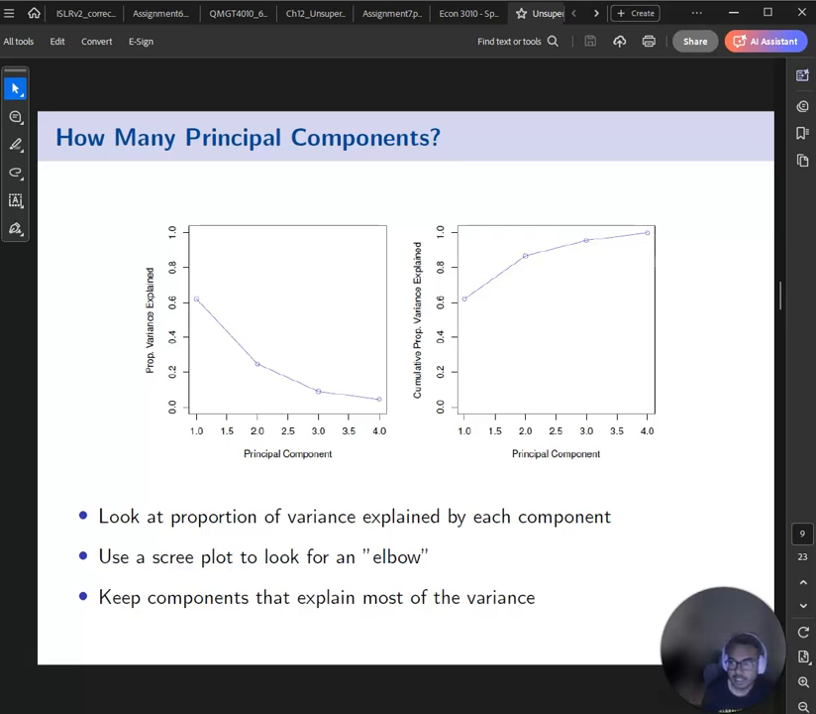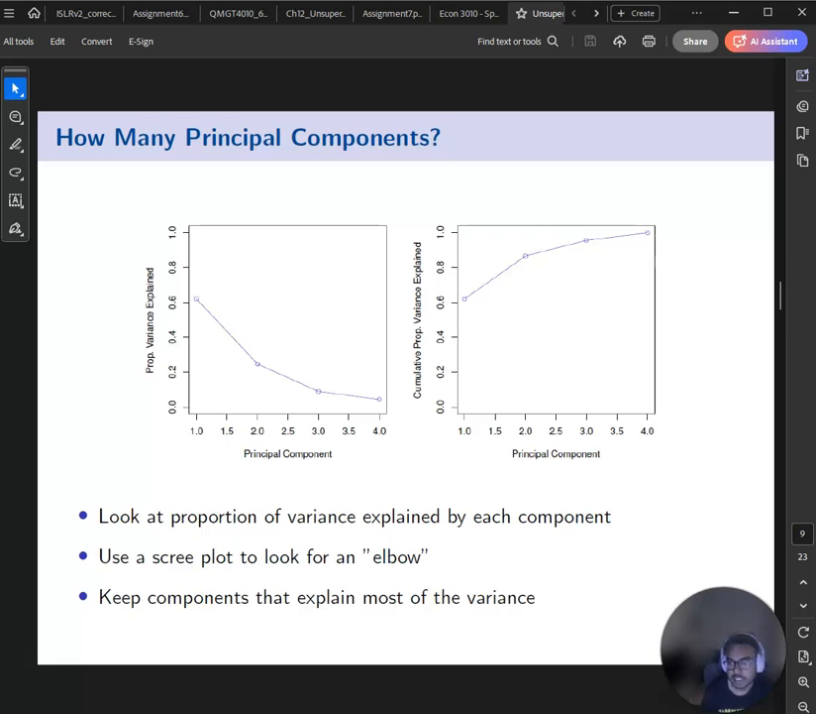As you can see, the first component explains about 60% of the total variance. The second one explains about 25%, and then it drops off dramatically after that. The second graph shows the cumulative proportion of variance explained. We can see that the first two components together explain about 85% of the total variance, and we need all four to explain 100%.